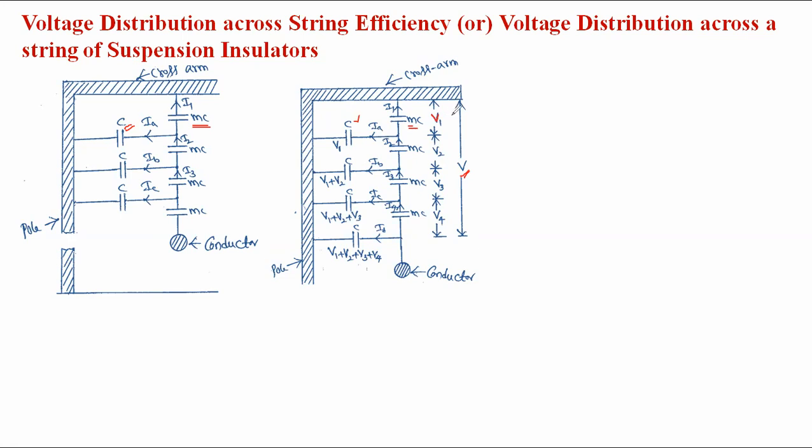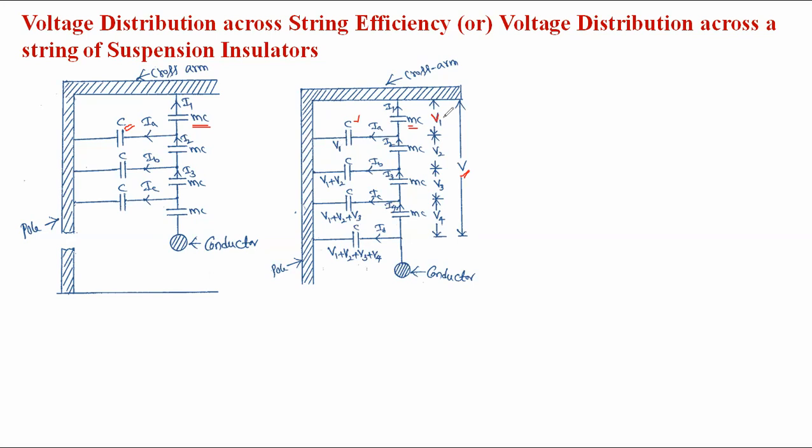It starts from the supporting structure, that is the cross arm side, the cross arm, V1, V2, and ending nearer to the conductor side. Now, in between one disk and another disk, there acts a capacitance, that is the mutual capacitance or self capacitance, represented by MC. And from the supporting structure to the insulator, there acts a capacitance, represented as the self capacitance. The currents are represented by IA, IB, IC, and ID.